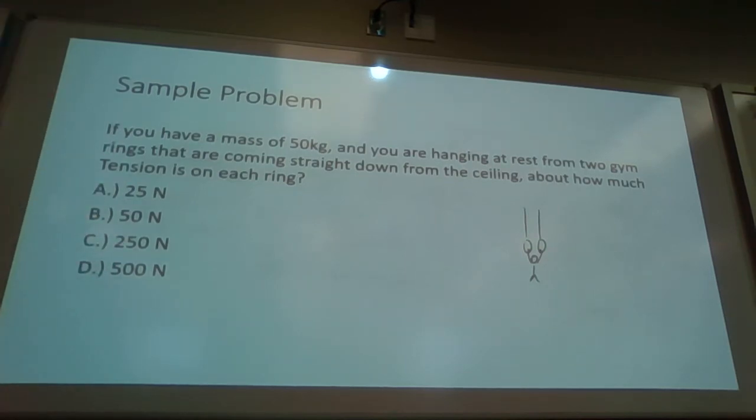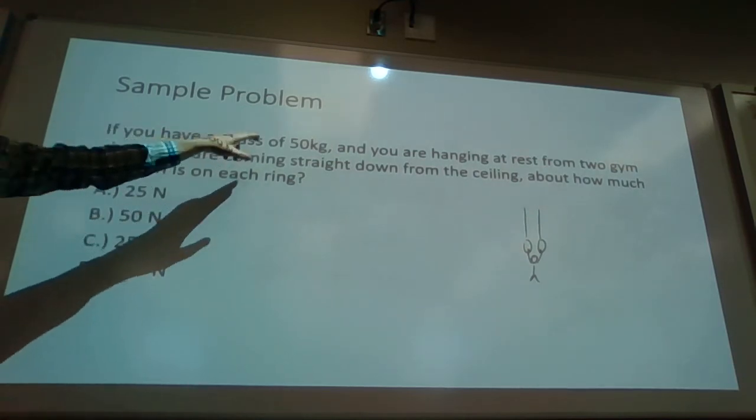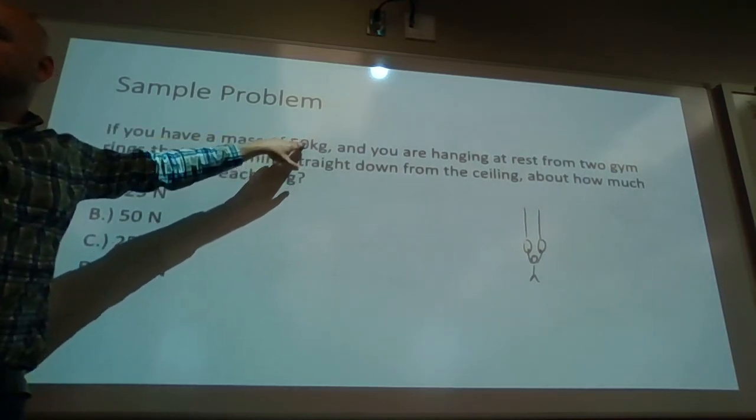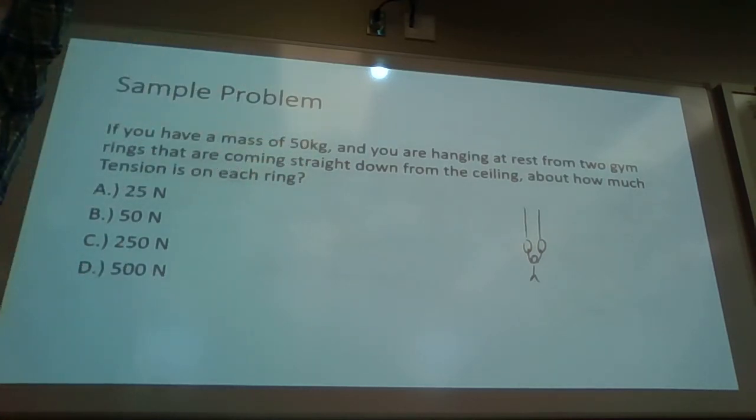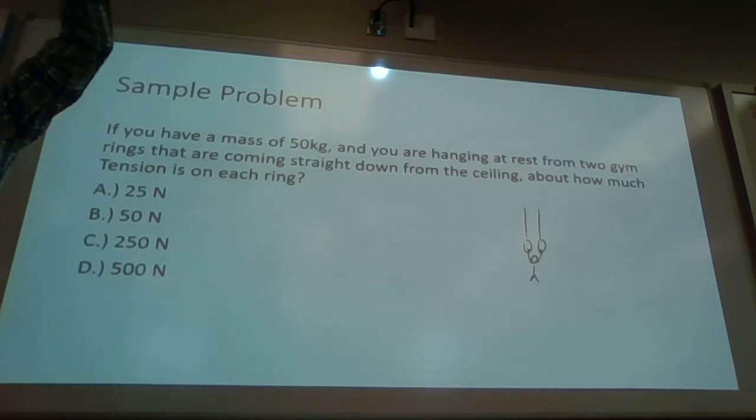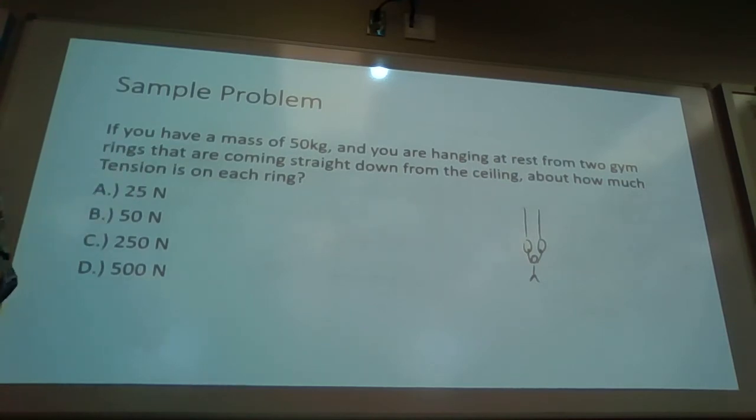Okay. You have two forces of tension going up. You have force of gravity going down. Force of gravity is not 50. It's 500. 250, 250 cancels out 500 going down. That make sense? Okay.